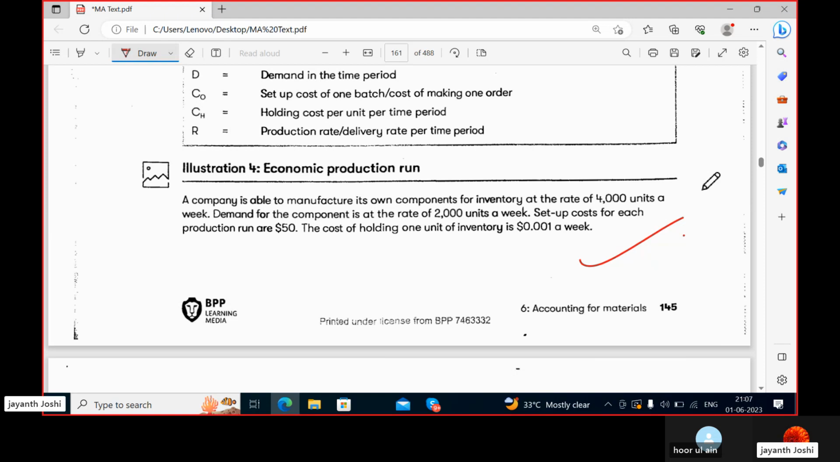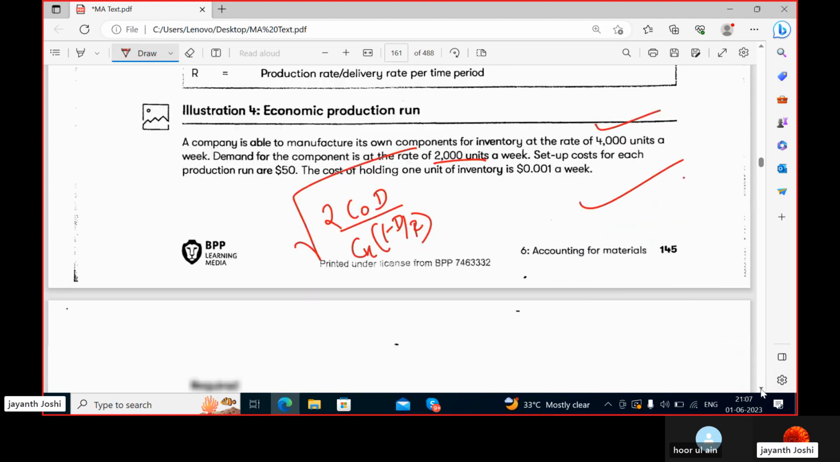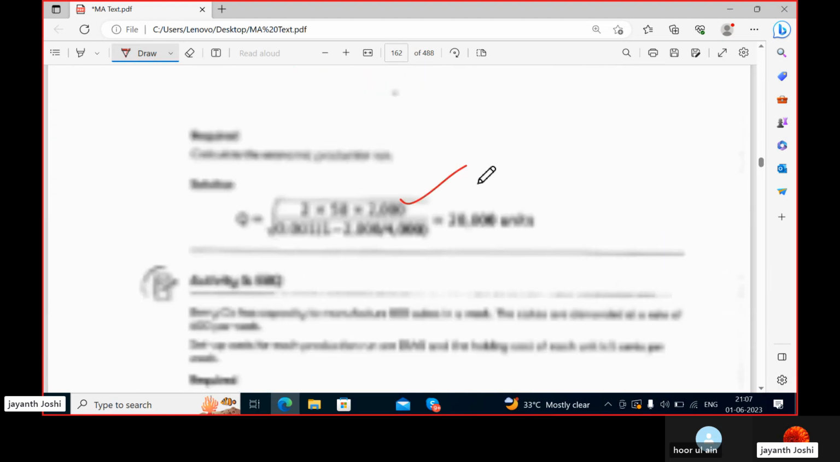Okay, now let's calculate this one. The formula we saw was the square root of 2 CO D divided by CH times (1 minus D by R). We'll put in the same thing. The company is able to manufacture its own components for inventory at the rate of this many units a week. Demand for the component is very clearly given, the annual demand, so 2000.